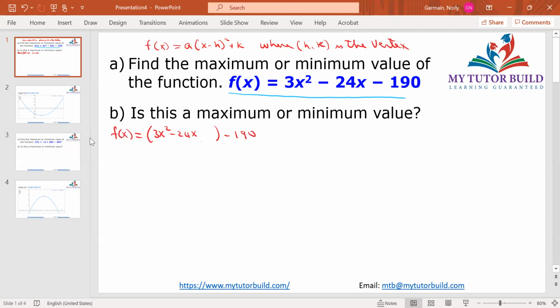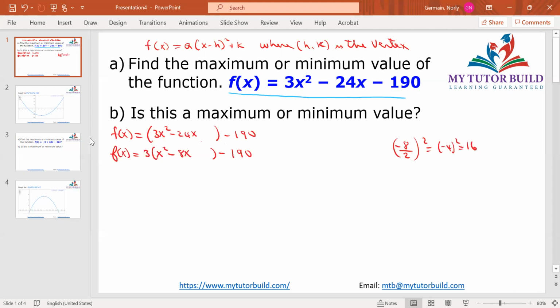First of all, remember, in order to do that, we need to make sure that the coefficient of x squared should be simply 1. So what we will do, we will factor out 3, then we will have x squared minus 8x, still leave an open space, minus 190. Okay, now that we have this, remember the completing the square method. Take the coefficient of x, divide it by 2 and raise it to power 2. So negative 8 divided by 2 is negative 4, squared.